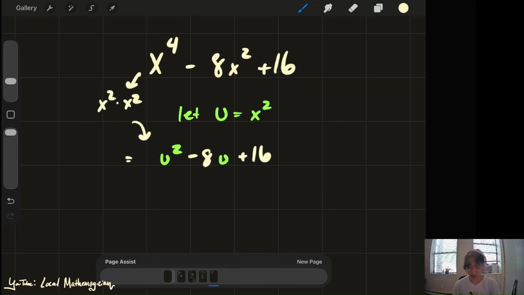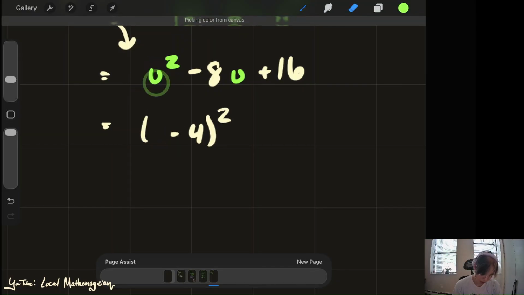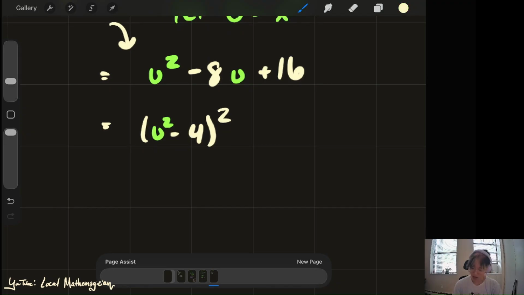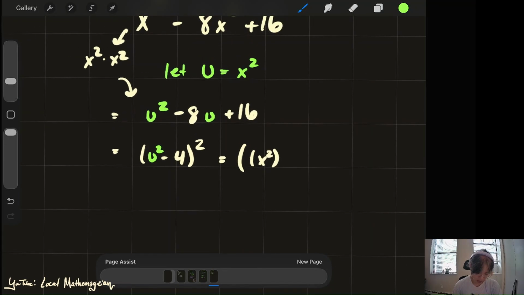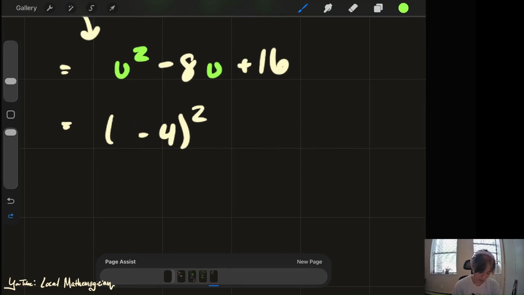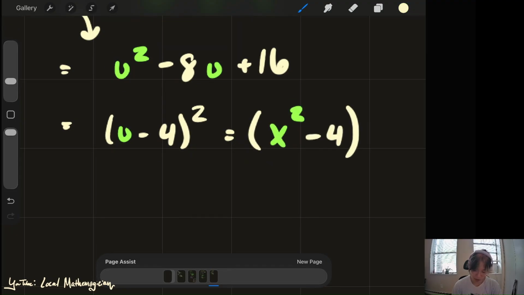All of a sudden, this is just a normal perfect square, right? This is just u minus 4 squared. But wait, you don't want things in terms of u, you want things in terms of x. Just unsubstitute. This now is suddenly just x squared minus 4, the whole thing squared. Ain't it magical? I think it is, personally.